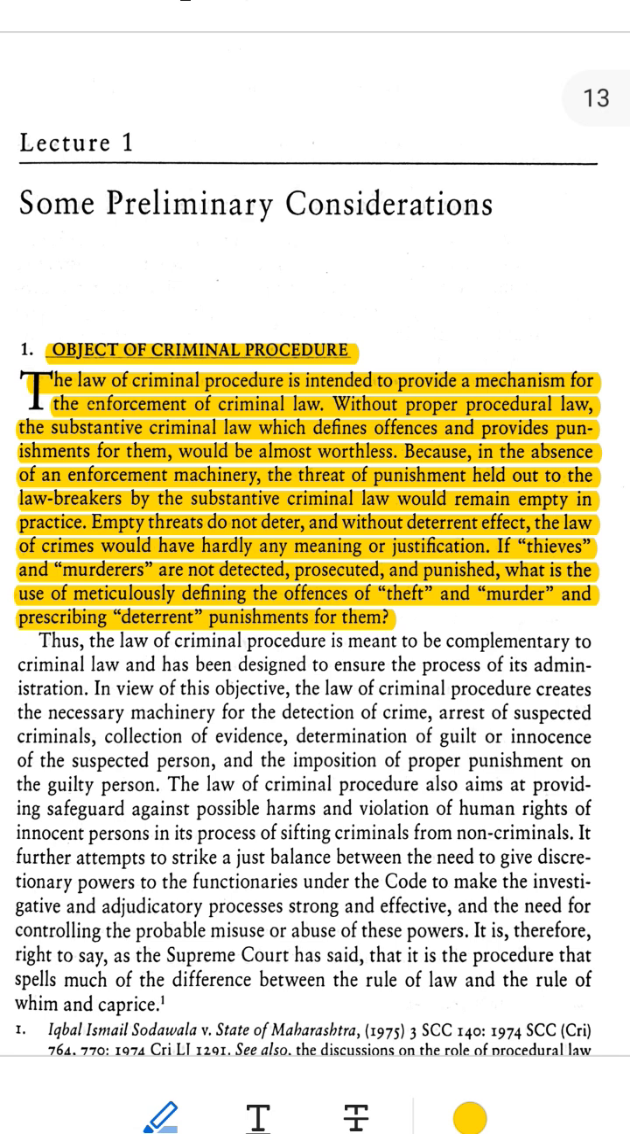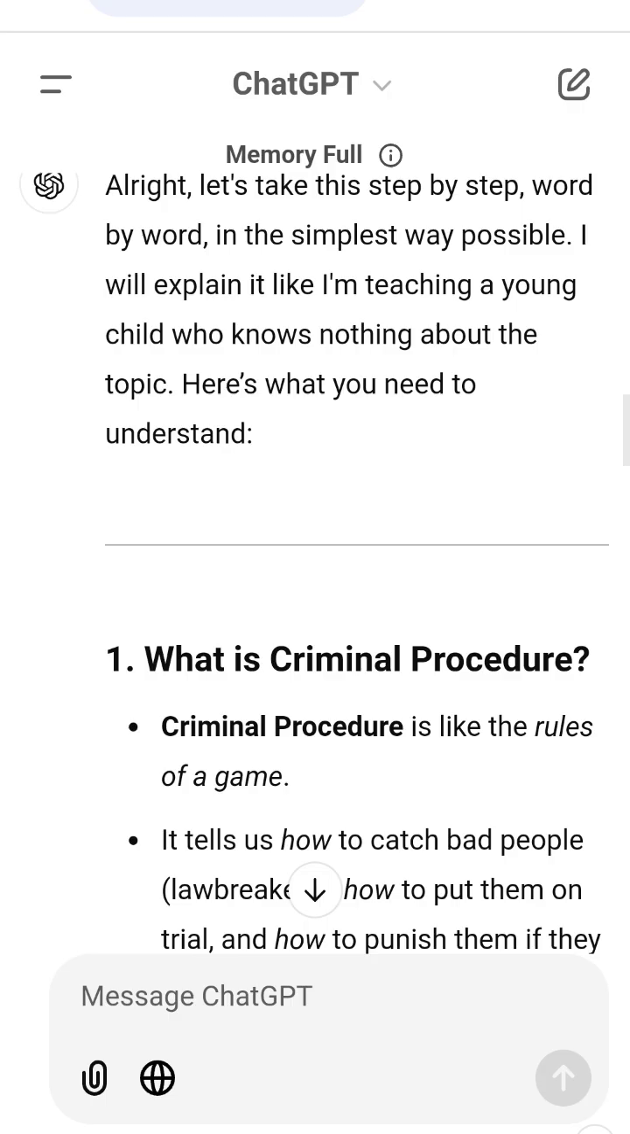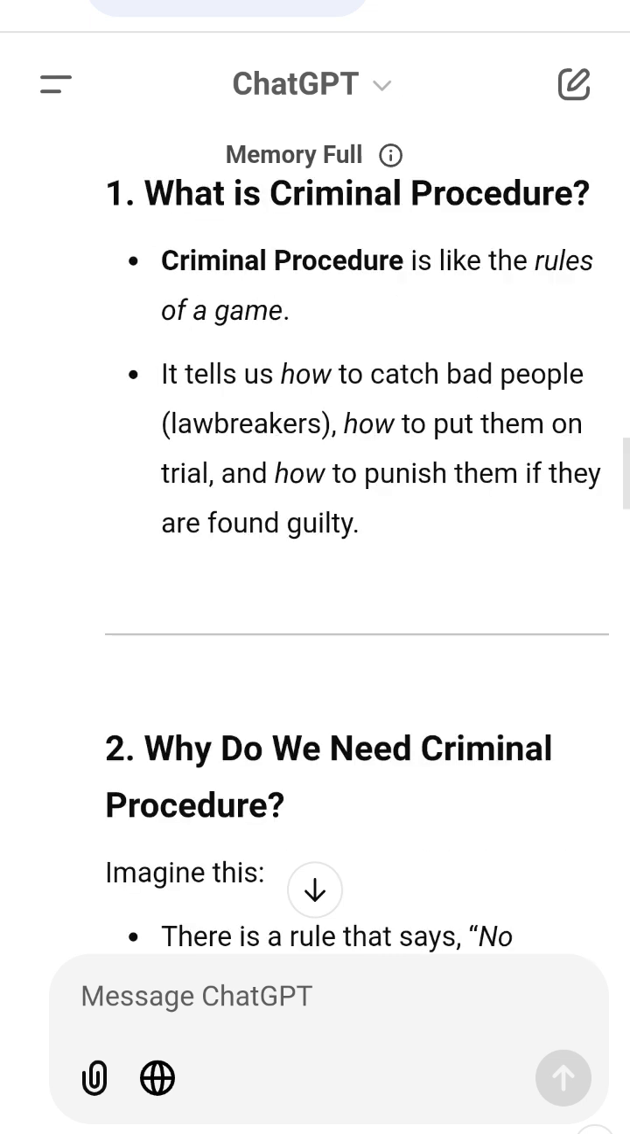5. Why is it important? If there's no punishment for breaking rules, people won't follow them. Imagine if thieves and murderers were never caught or punished. The world would be full of chaos. Criminal procedure makes sure that everyone is scared to do bad things because they know they'll get caught and punished.